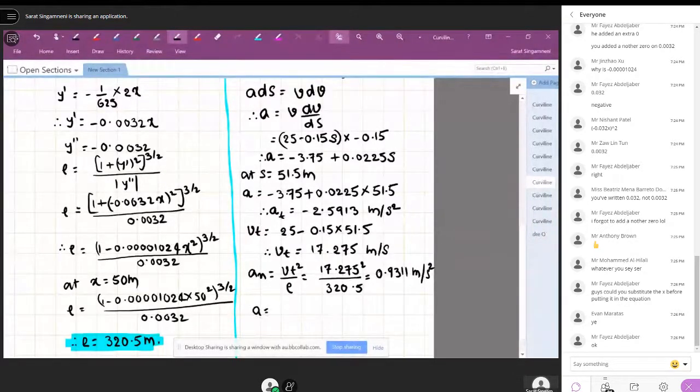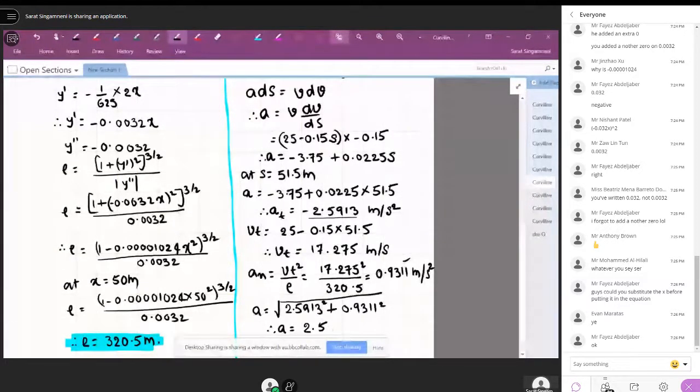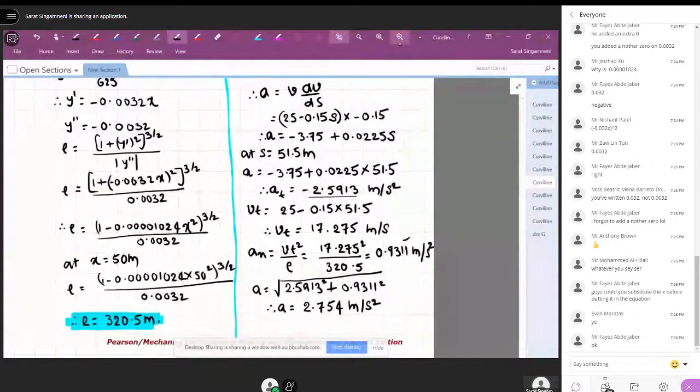The total acceleration therefore is equal to the square root of the tangential component, which is 2.5913 squared, plus the normal component, which is 0.9311 squared. So from this, the total acceleration is equal to 2.754 meters per second squared. Okay, that is the solution.